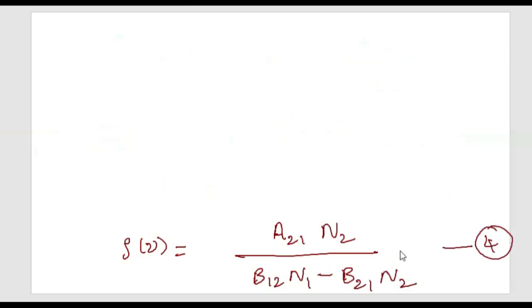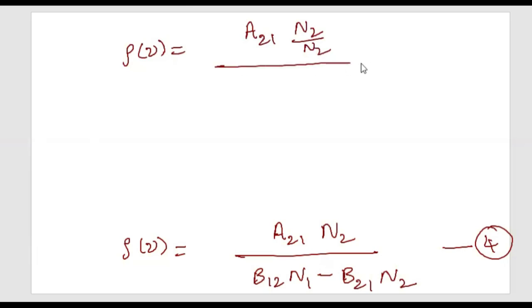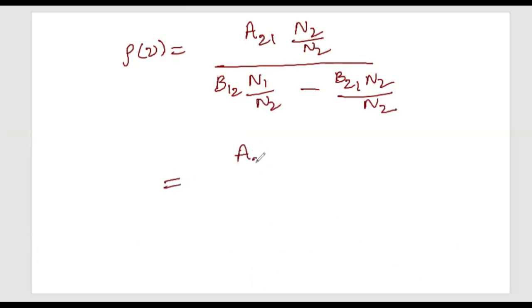For this equation 4, I am dividing both numerator and denominator with N2. So this will become rho of nu is equal to, dividing the numerator with N2, we'll get N2 by N2, by, here two terms are there. So B12 N1 by N2 minus B21 N2 by N2. So which is equal to A21 by B12 N1 by N2 minus B21. So this N2 N2 got cancelled.